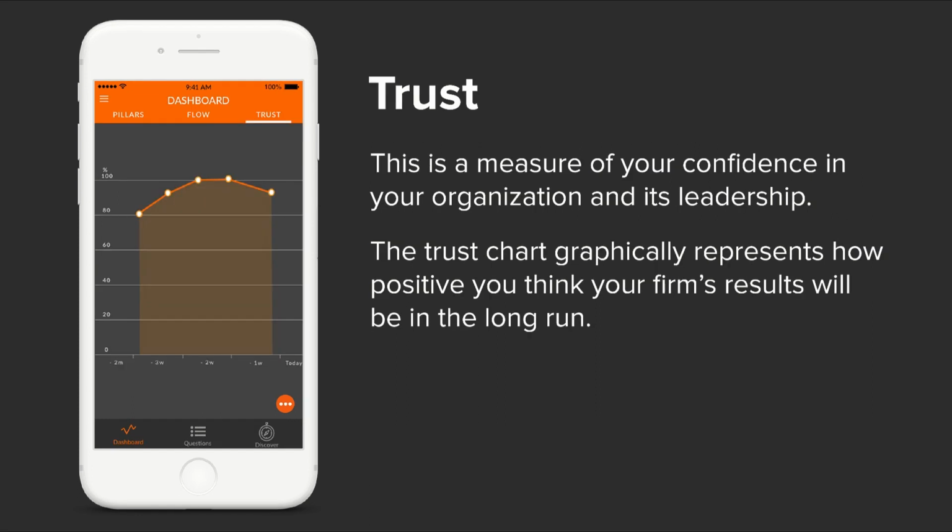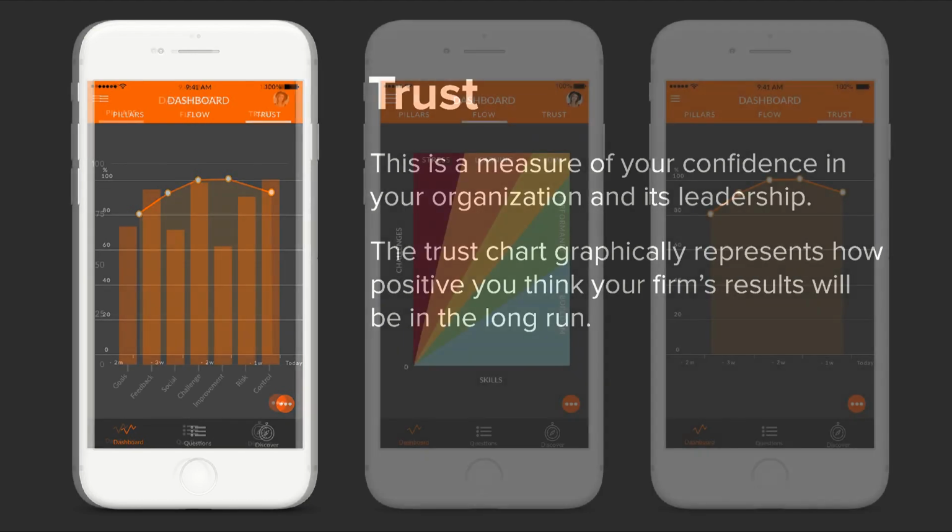The last dashboard is trust, and trust represents the strength of the relationship that you have with your leadership and with your organization as a whole. Do you trust the direction that the organization is moving, and is this a place that you can see yourself? So that's it for dashboard reading.